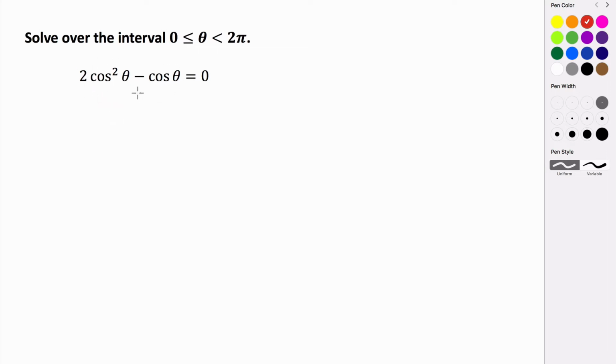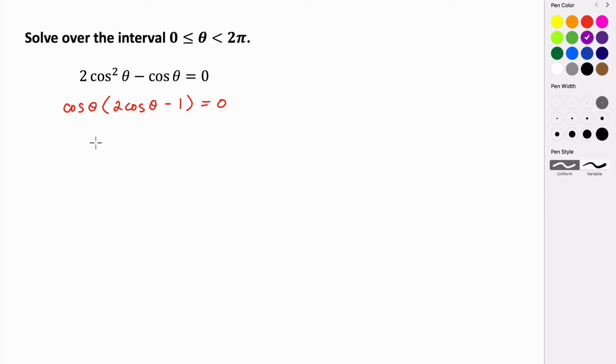I'm going to treat this as if I was trying to solve a normal algebraic equation, and I'm going to factor. So I'm going to factor out a cosine of theta. If I factor out a cosine of theta, I get cosine of theta times 2 cosine of theta minus 1 equals 0. And then we can use the zero product property, which says that if either factor is equal to 0, then the whole thing is equal to 0.